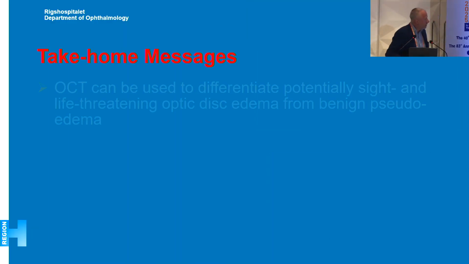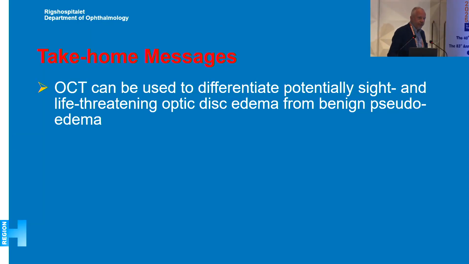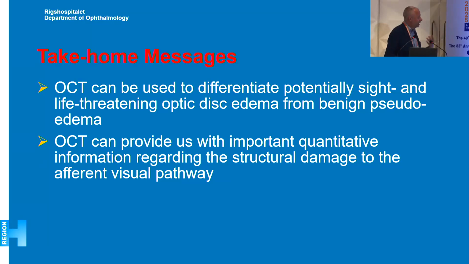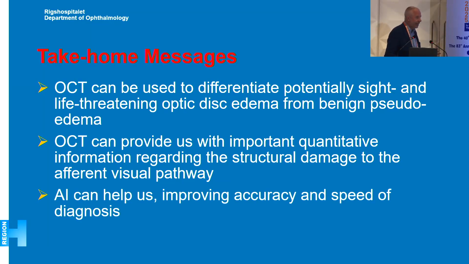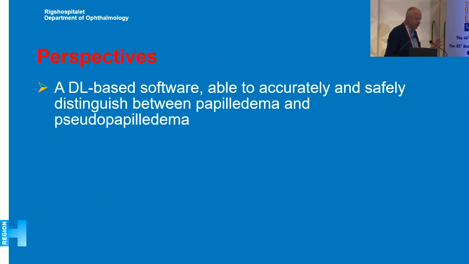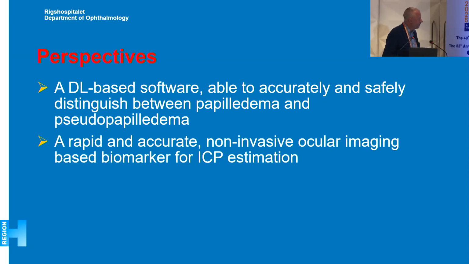Okay, so take-home messages. OCT can be used to differentiate potentially sight and life-threatening disc edema from benign pseudoedema. It can provide us with more quantitative information regarding the structural damage, and AI can help us improving accuracy and speed. A software able to accurately and safely distinguish the two is probably coming, and AI, a rapid and accurate non-invasive ocular imaging-based biomarker for ICP estimation will thereby be possible.